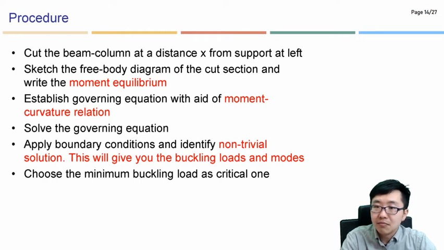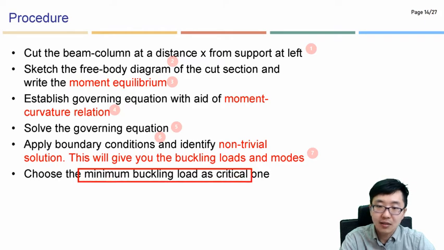So cut the beam column at a distance x from the spot at left, and we can sketch the free body diagram, and equilibrium should be applied, and the governing equations established. The moment curvature relationship should be substituted into this governing equation so that we can solve it. After that, what we need is boundary conditions, right? After that, we can solve all the details, buckling load and mode, and then we can select, this is important, the minimum buckling load as the critical one.